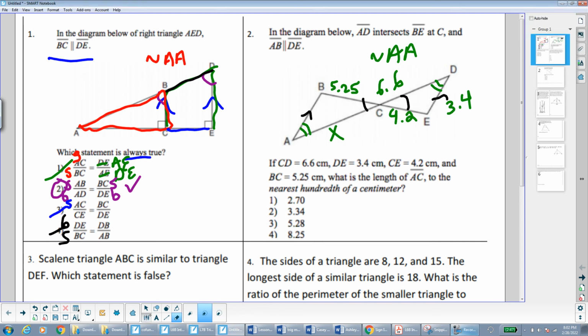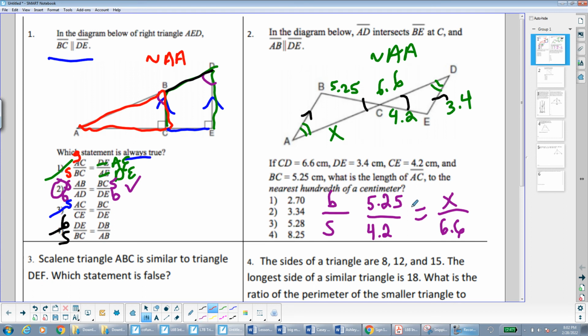So in order to set up my proportion, I'll just start with a side from the big triangle, and I'll put it over the corresponding side to it from the small triangle. So I'm going to start with 5.25 from the big triangle, and I'll put it over the corresponding side from the small triangle, which is 4.2. And to complete my proportion, I'll take another side from the big triangle, so X, that's what we're trying to find, that's AC. And I'll take the corresponding side to it from the small triangle, which is 6.6.